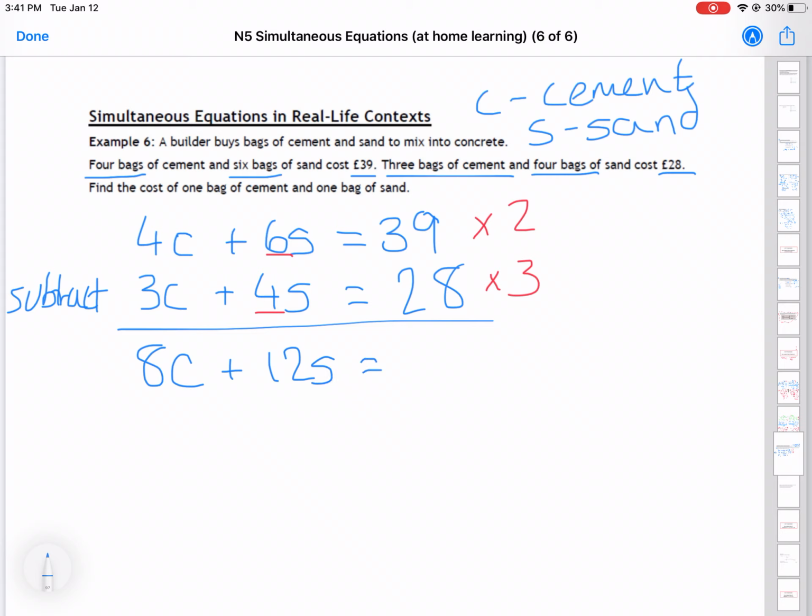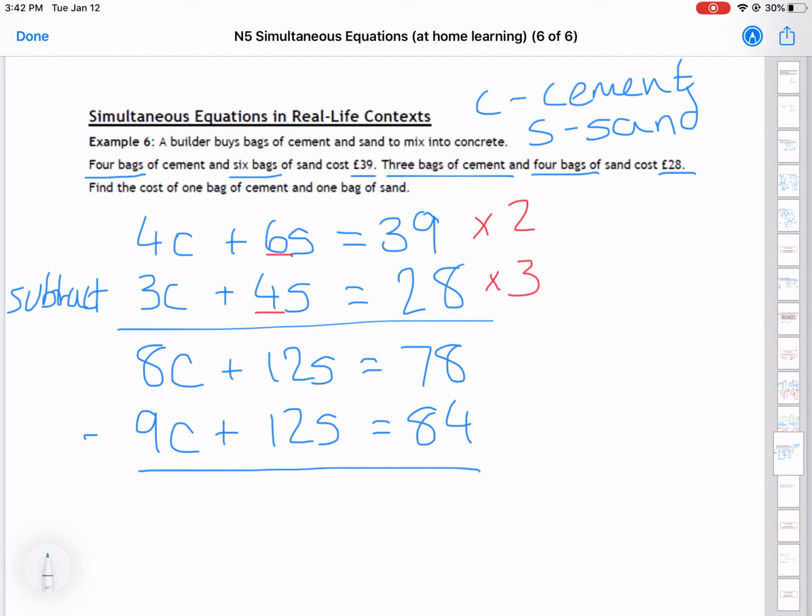equals 78, and 9C plus 12S, the S's are the same, and 28 times 3, 84. I am going to have to subtract them to get rid of the 12, so it'll be 12 subtract 12 for the 2 S's in the middle. So 8 subtract 9 gives me negative C, and 78 subtract 84, so you can find the difference between them, put a negative, which means C is equal to 6.